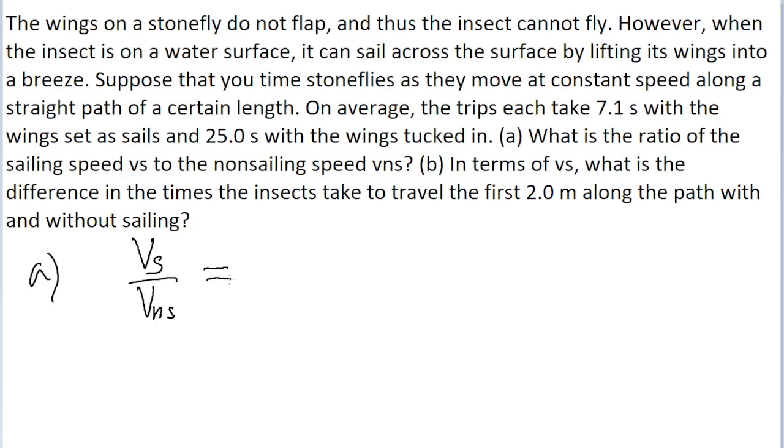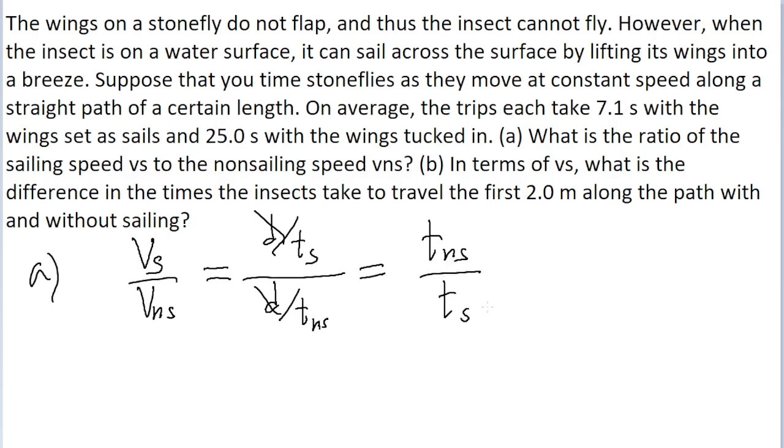So we recall that speed is equal to distance over time, so we can expand on this ratio a bit more by, instead of saying V sub s, we can say d over t sub s, and then instead of saying V sub ns, we can say d over t sub ns. And again, the reason why I haven't given unique labels for the d's is because we know they are the same, which means they can cancel out with each other by division. Then we can simplify this formula a bit further by bringing our t sub ns into the numerator and the t sub s into the denominator. So this becomes t sub ns divided by t sub s.